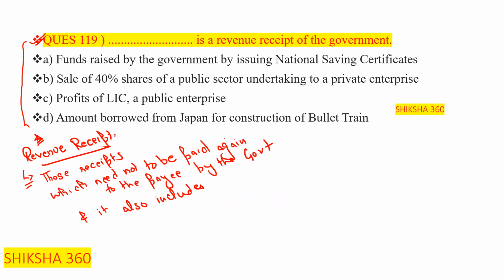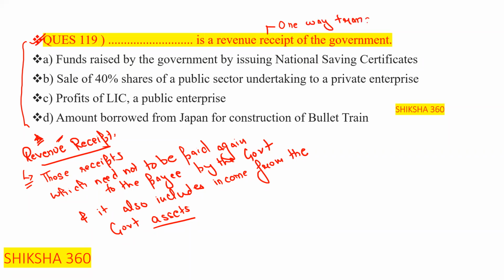It also includes income from government assets. Sometimes this type of question will be asked. So is a revenue receipt a one-way transaction or a two-way transaction? It is a one-way transaction. You will get money only, and you do not have to pay it back again.